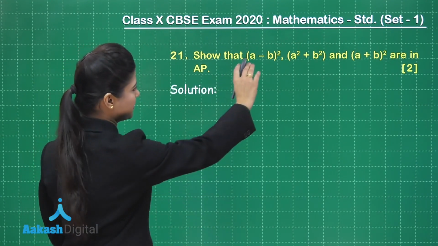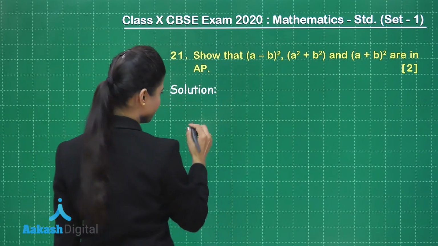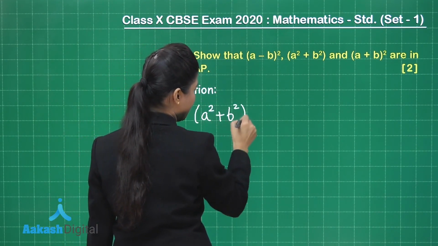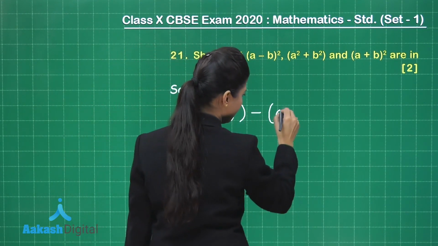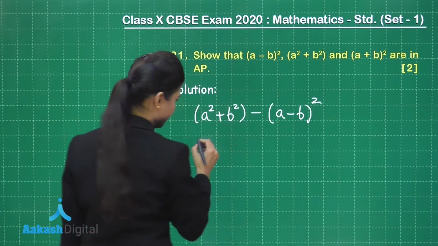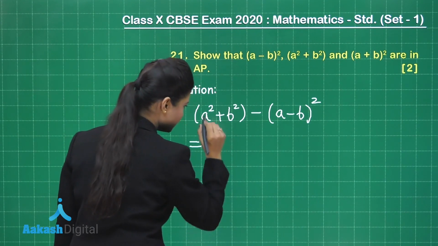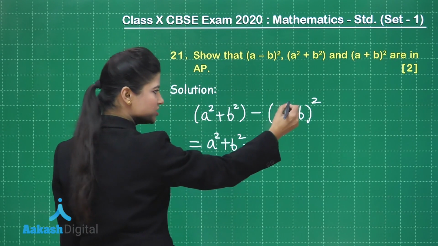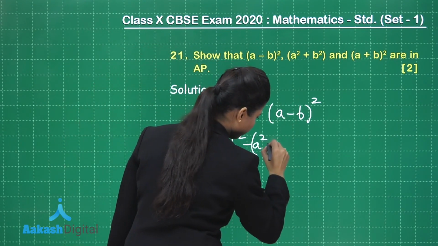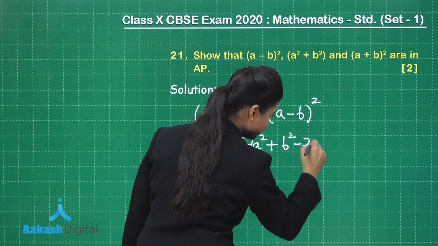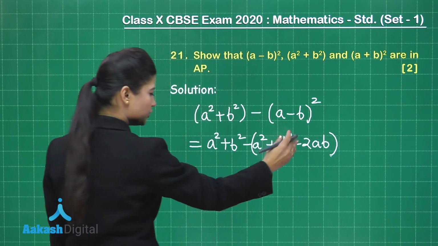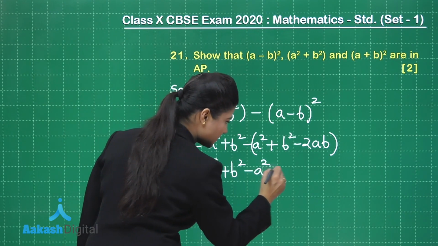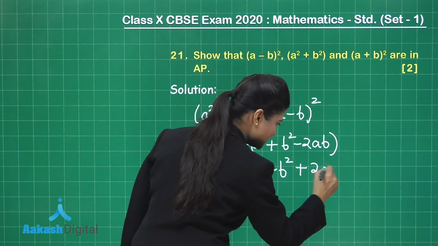Now, here I am considering difference of first these 2 terms, where I'll be taking up a square plus b square, and from that I'm subtracting a minus b whole square. Let's simplify this one. On expansion this will give you a square plus b square minus 2ab. When you will open up the bracket, it results here a square plus b square minus a square minus b square minus minus plus 2ab.